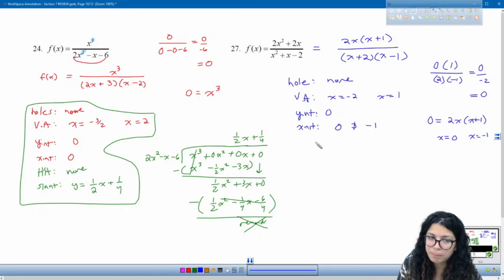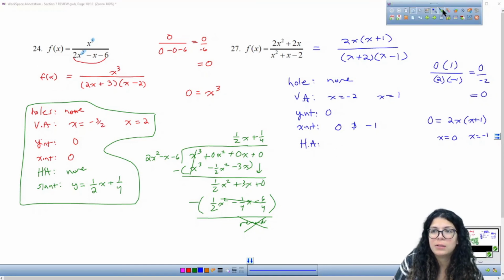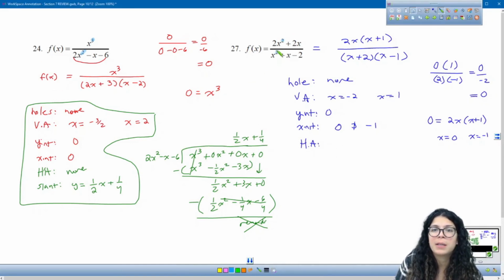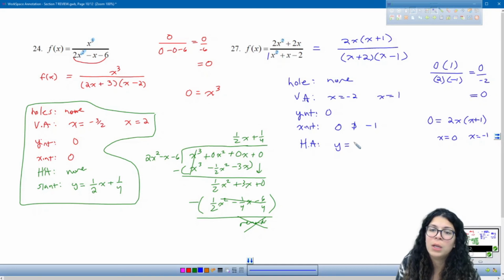but we have another x-intercept of negative 1. Lastly, let's go ahead and see, is there a horizontal asymptote? In this case, yes, there is, because the numerator and denominator degrees are equal. And remember, if the numerator and denominator's degrees are equal, the horizontal asymptote will be the line y equals coefficient on top, 2, divided by coefficient on bottom, 1. 2 divided by 1 is 2, so the horizontal asymptote is the line y equals 2.